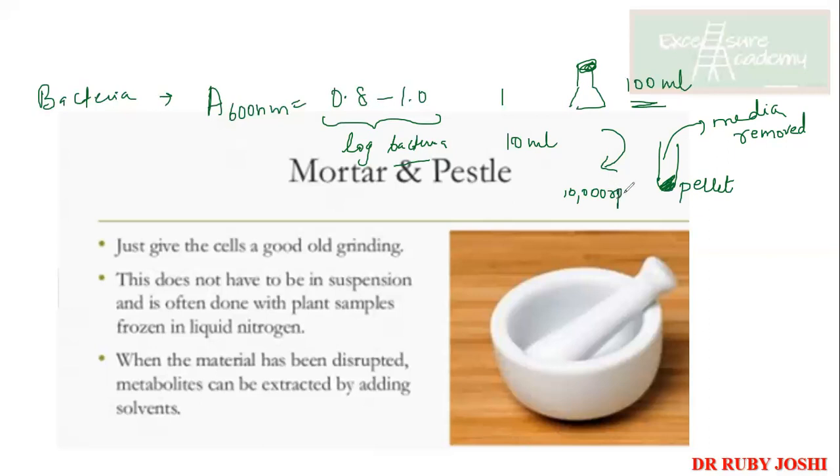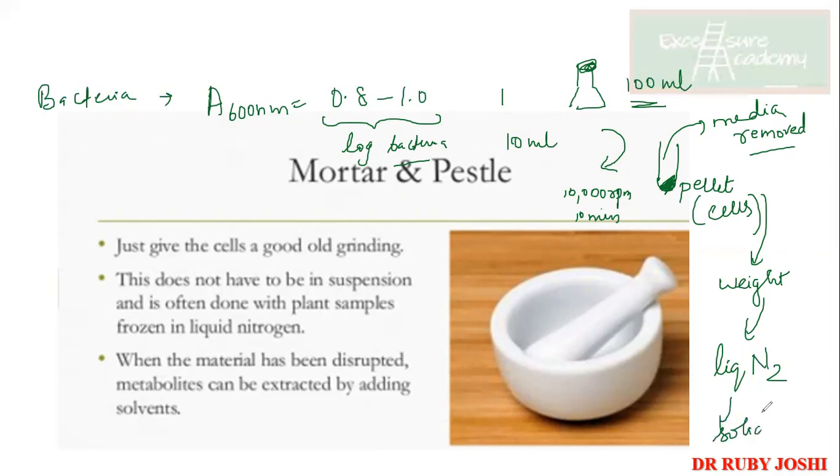We will centrifuge at 10,000 RPM for 10 minutes. So at the end, I'm going to get the pellet. What is this pellet? It is from my cells. The media on top, I have removed. Now, take the weight of this. Now, add liquid nitrogen to this. What will liquid nitrogen do? It will make it solid, absolutely hard like rock. Put it into the mortar pestle and grind it.